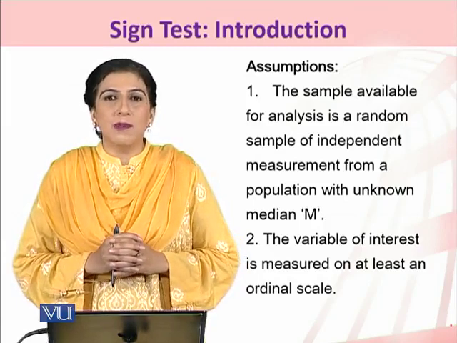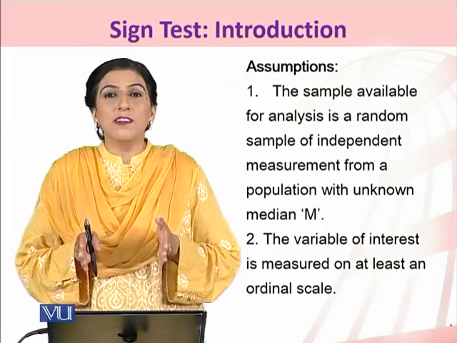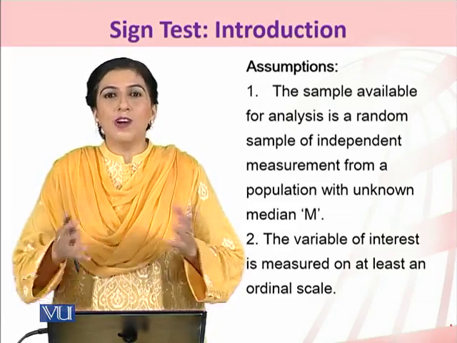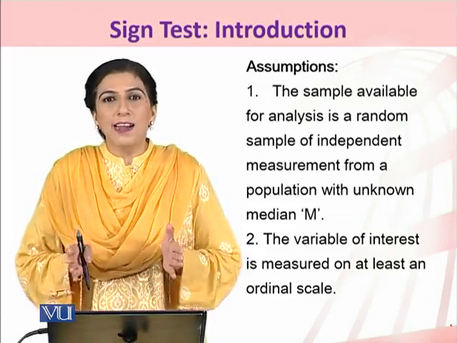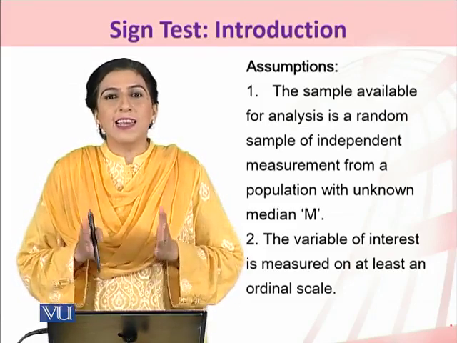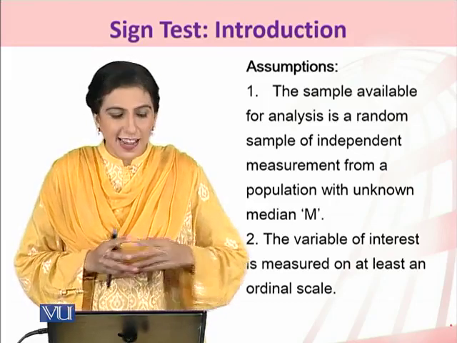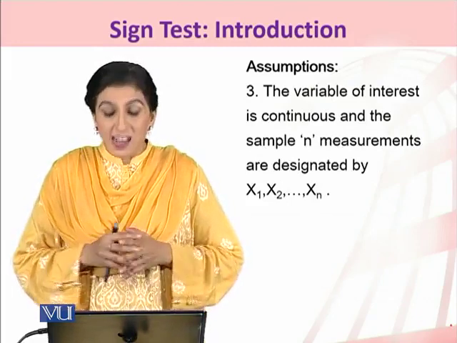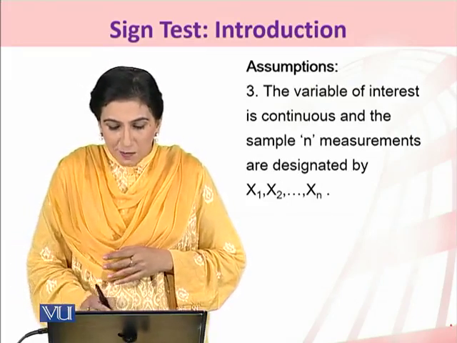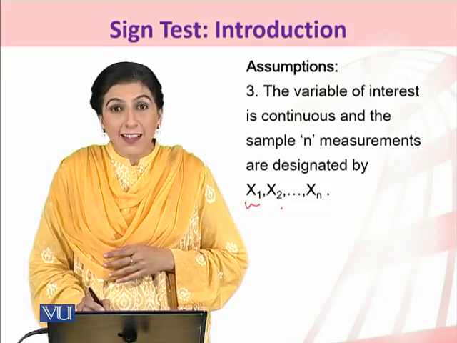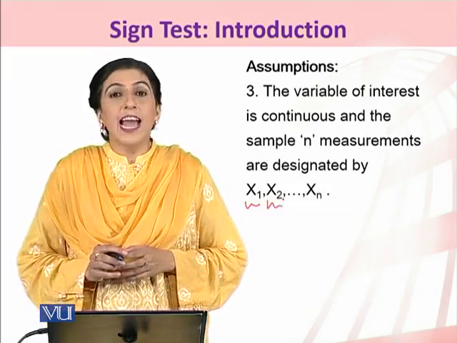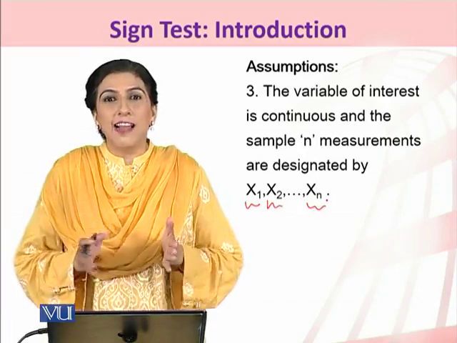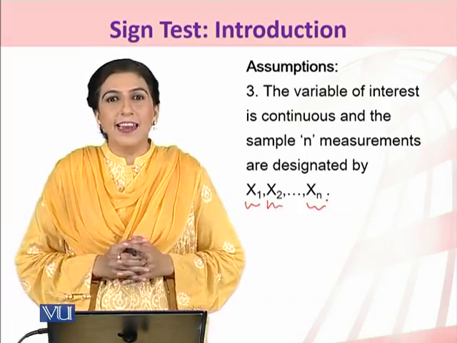Second, the assumption we will take, students, is that the variable of interest is measured at least on the ordinal scale. If it is continuous, that would be wonderful. But even for an interval scale variable, we can apply the sign test. And lastly, the variable of interest is continuous and the sample measurements are denoted as x1, that means the first observation, x2, the second observation, and so on, xn, the total number of trials we are going to perform under an experiment.